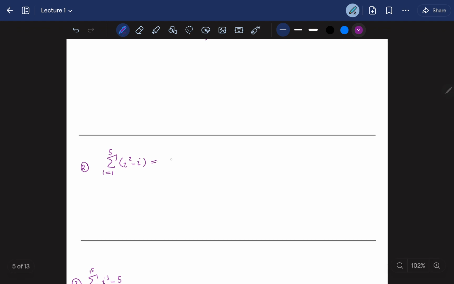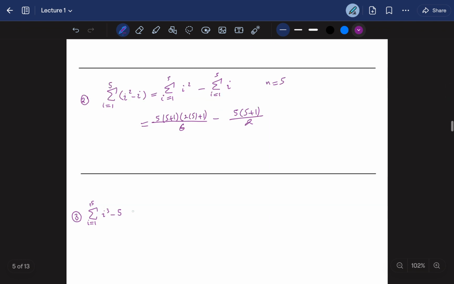Okay, so for the second example, I'll also use the properties where I can distribute the sum when I have a subtraction, and using the rules with N equals 5, this is just N times N plus 1 times 2N plus 1, with N equals 5, divided by 6 minus, and you can evaluate it easily. So these are just using the rules.